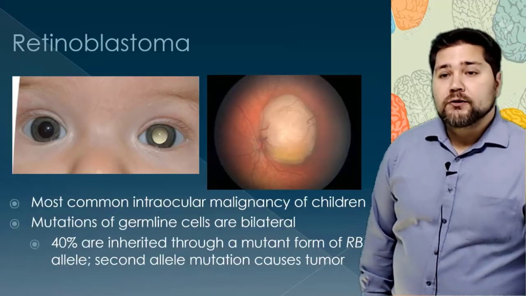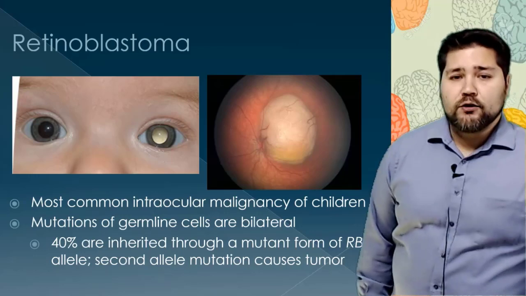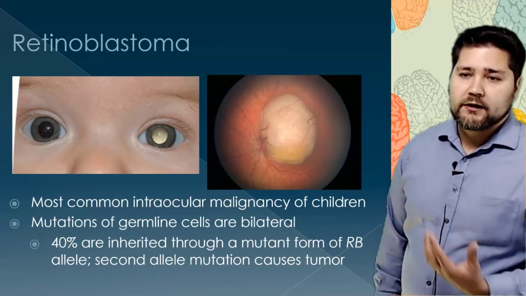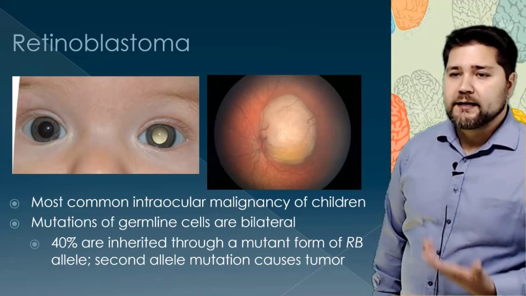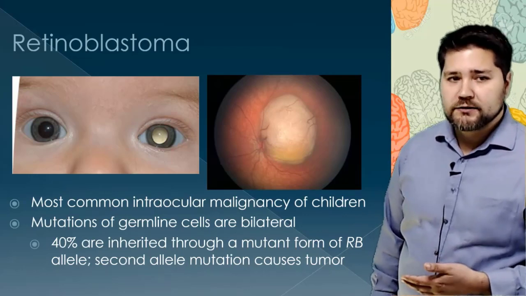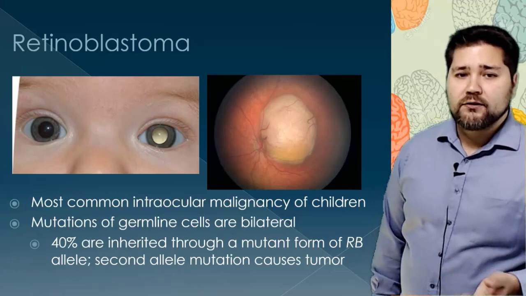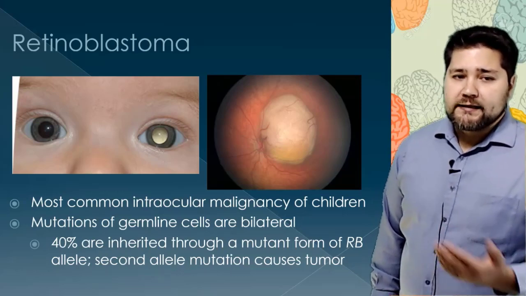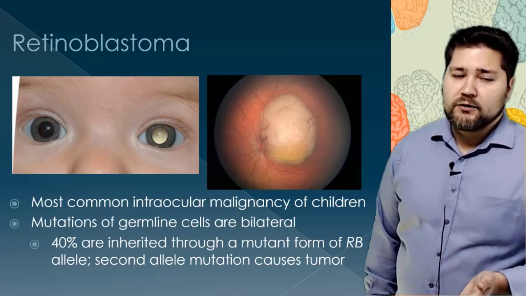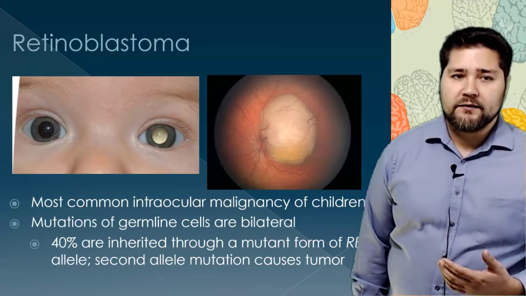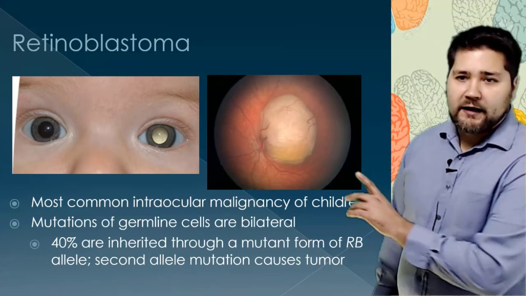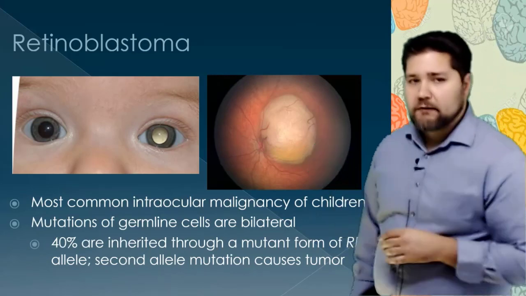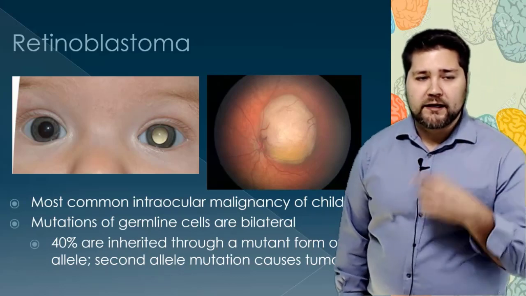The most common intraocular tumor in children is actually a retinoblastoma. These tend to be mostly hereditary, and they are a great example of the two-hit hypothesis for tumors, which means you might have a single mutated allele, this RB allele, but it isn't until the second allele mutates that the tumor arises. And again, you can see the contrast in the vision. We get that reflection of the retinoblastoma in the child's left eye there.